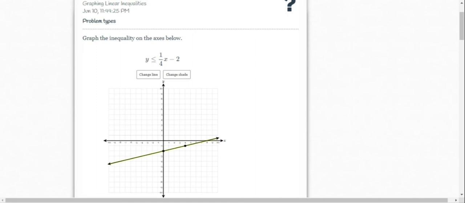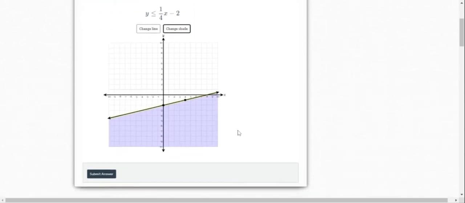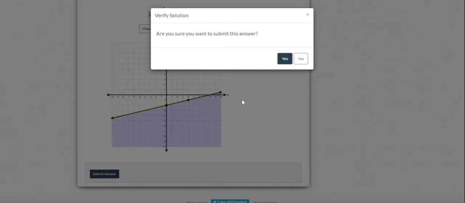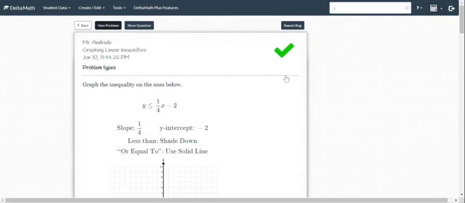And now we have to shade. We have to know whether we're shading above or below. The line we're not going to change because when it's or equal to, it's a solid line. So since it's less than, we want the shade to be under the line. Less than means below. And that's our shade. And there you go.